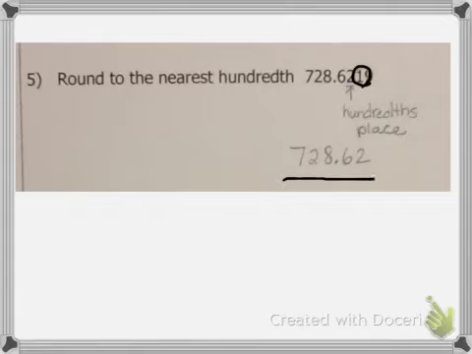We're not going to put zeros after the 2 because we want to round to the hundredths place. We're stopping there. So there should be no digits after that.